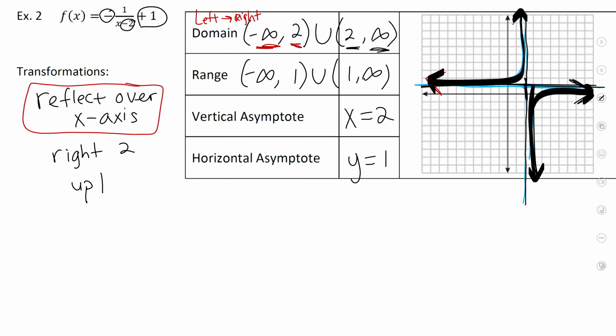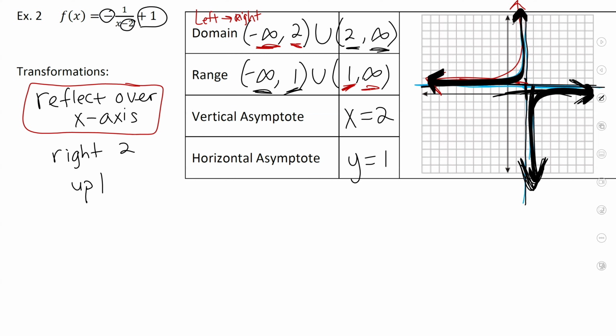Okay? Range, we start on the bottom. It's pointing to negative infinity. That's why I have that. The top of this one is at 1. That's why I have the 1. And then the bottom of this one is also at 1. And then it goes up to infinity. That's how you do domain and range. Okay, so guys, that is the end of the notes.